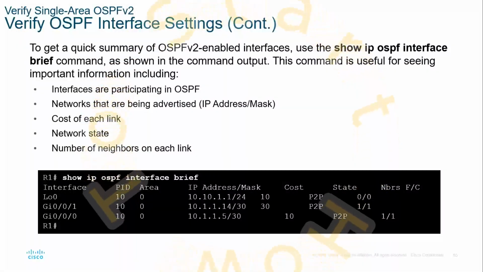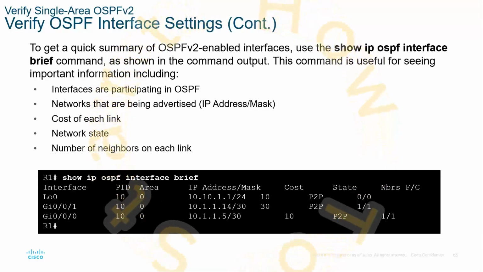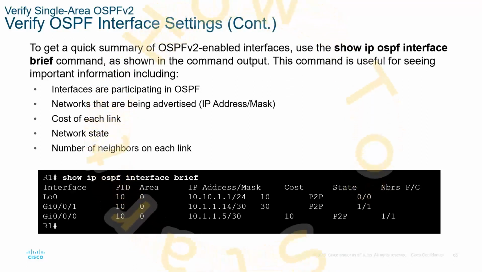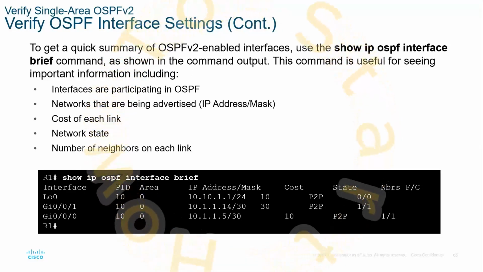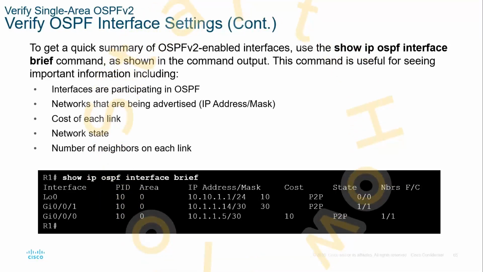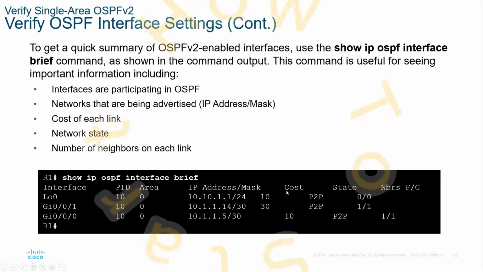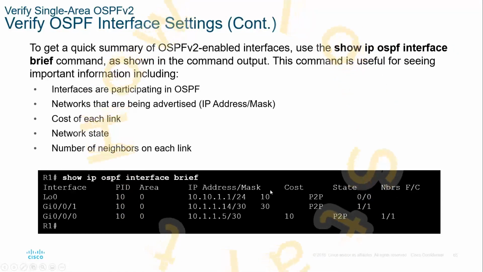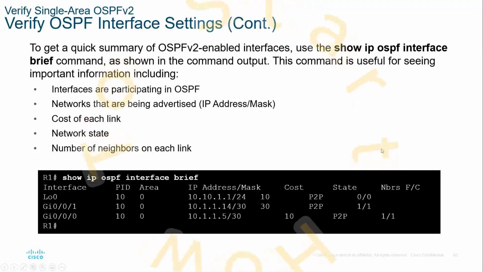If we want to just do a quick overview, we could do a show ip ospf interface brief, and that will show us our interfaces, our process IDs, our areas, our addresses, our costs, our states, and our neighbors as well. And you'll notice the chart is not always lining up correctly because of spacing, but this will be our costs, this will be our state, and this will be our neighbors.